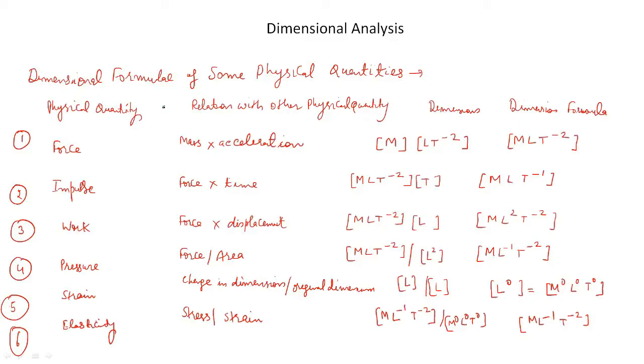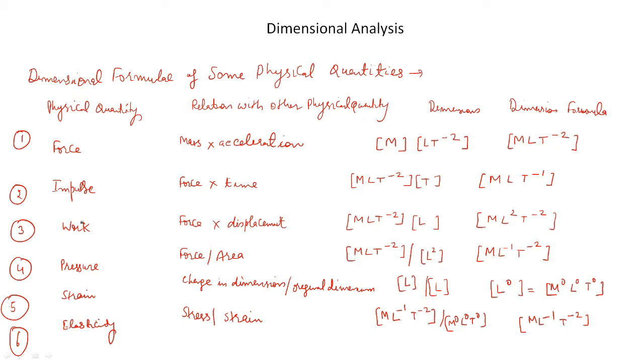Hello everyone, today we will discuss some dimensional formulae of some important physical quantities. Now here the first physical quantity is force, and you know that force is defined as mass into acceleration. So mass is dimensionally represented as capital M in square bracket and acceleration is LT to the power minus 2. So the final dimensional formula of the force will be MLT to the power minus 2.